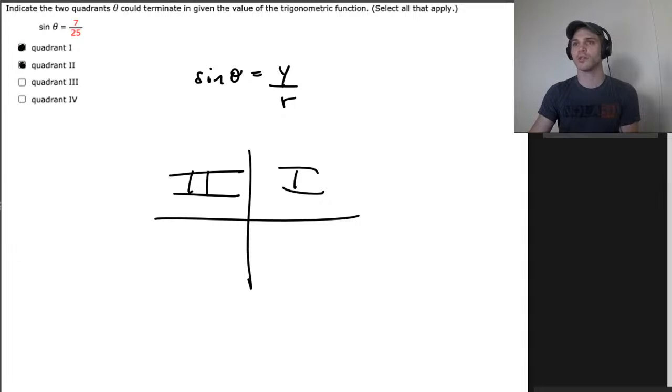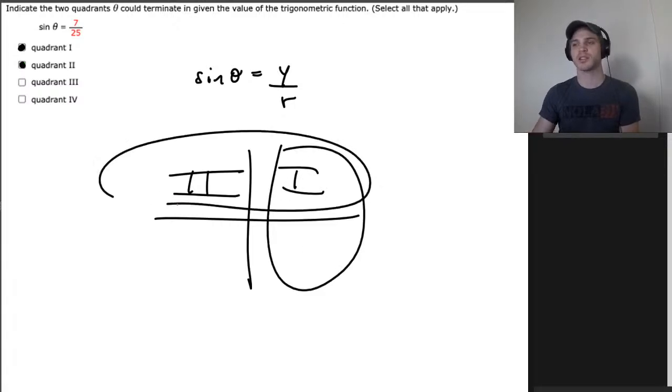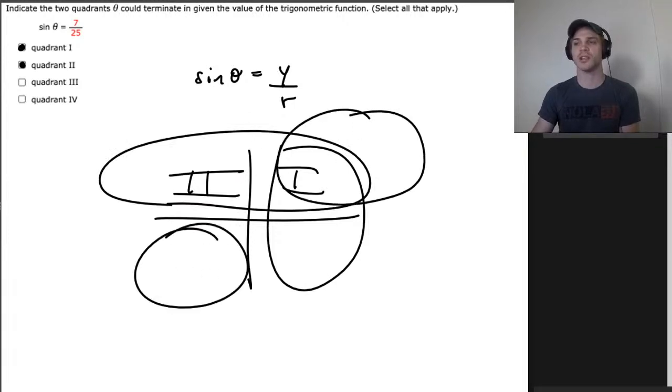Our y coordinates are positive in these. And that's why cosine is positive in these quadrants, because that's where x is positive. Sine is positive in these quadrants. Tangent is positive here, where they're both positive, or here, where they're both negative.